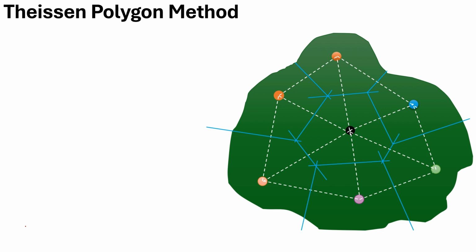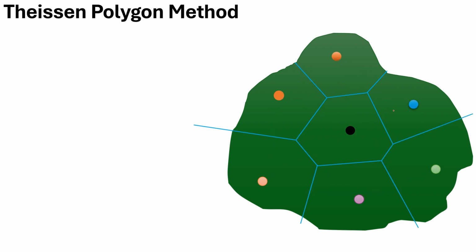When you have done the drawing of perpendicular bisectors, you will simply erase the lines. We will simply erase this line, because we don't need the triangles, we just need the polygons. You will erase all the white dotted lines or white dashed lines. When all the lines are erased, you will simply get a network like this one.